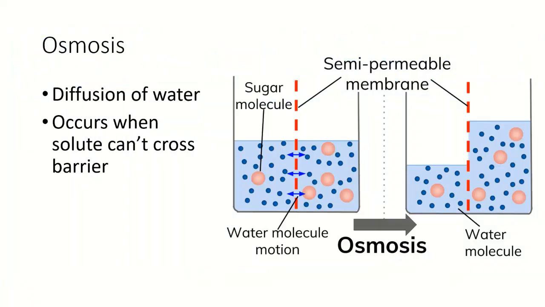There is a very special case of diffusion. It is osmosis. This is the diffusion of water, and this will happen usually when you have a solute that cannot cross over through a barrier, so water instead will cross. So the solvent is crossing instead of the solute. Notice in this diagram here, we have these large sugar molecules that are too big to cross through these pores in the membrane. So instead, water molecules will cross.